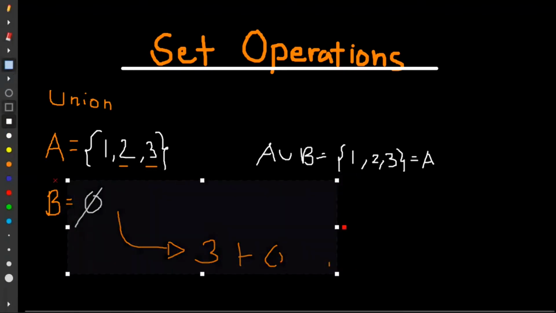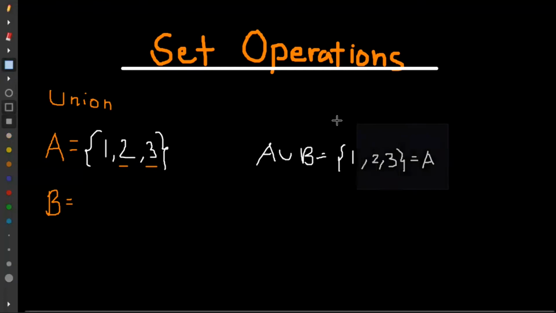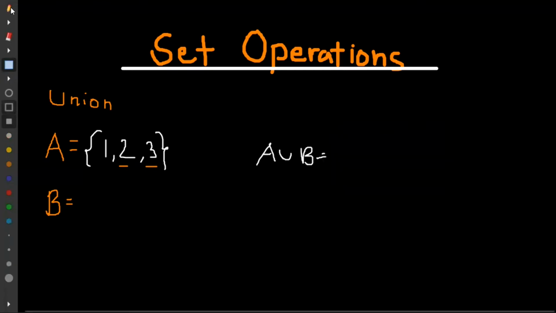Now, what about if we have B as U, or the universal set? We refer to set B as the universal set. What would be their outcome? Their outcome would simply be U as well. So why is that?